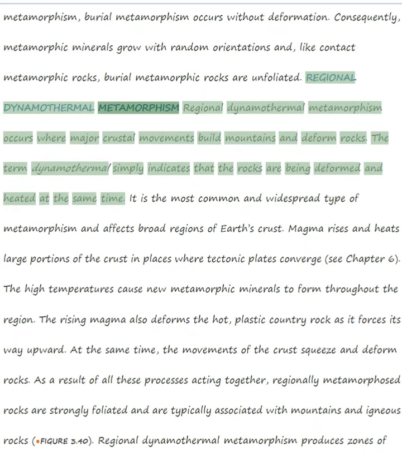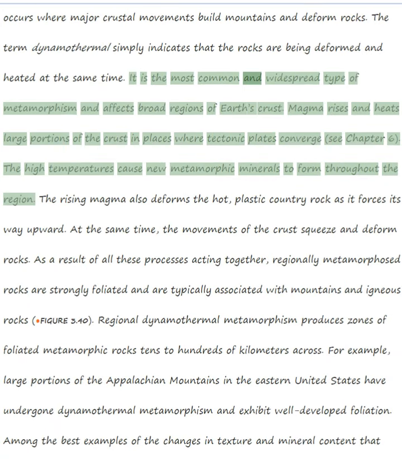Regional dynamothermal metamorphism. Regional dynamothermal metamorphism occurs where major crustal movements build mountains and deform rocks. The term dynamothermal simply indicates that the rocks are being deformed and heated at the same time. It is the most common and widespread type of metamorphism and affects broad regions of Earth's crust. Magma rises and heats large portions of the crust in places where tectonic plates converge. The high temperatures cause new metamorphic minerals to form throughout the region.